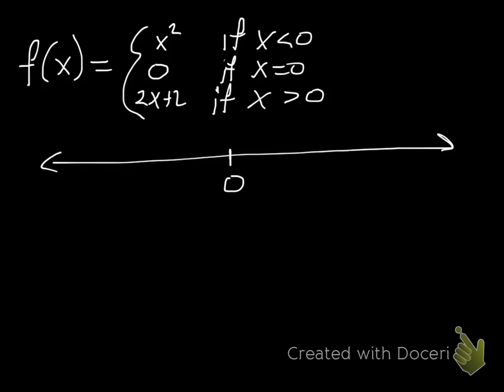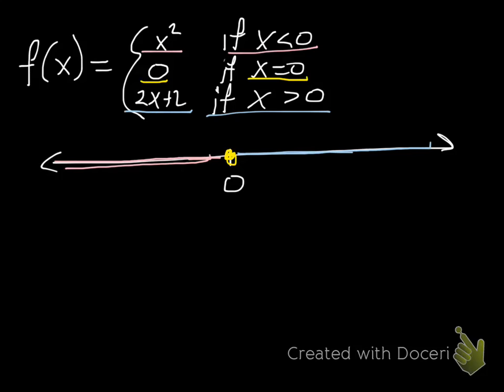Okay, so what we'll do is we'll use a little bit of colors to kind of break this up. So everything has to do with a 0 here. Everything has a 0 in there, so that's kind of our connecting point. So on the left of 0, we'll use the x squared. At 0, we'll use 0. And then greater than 0, we'll use 2x plus 2.